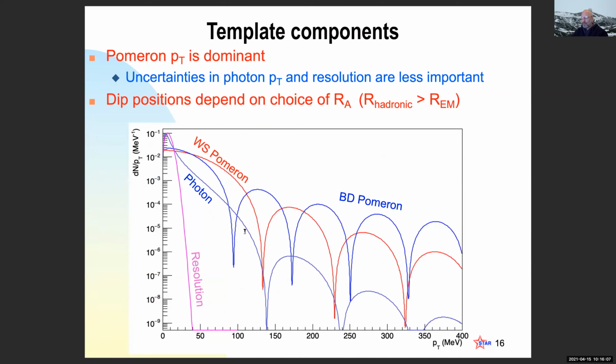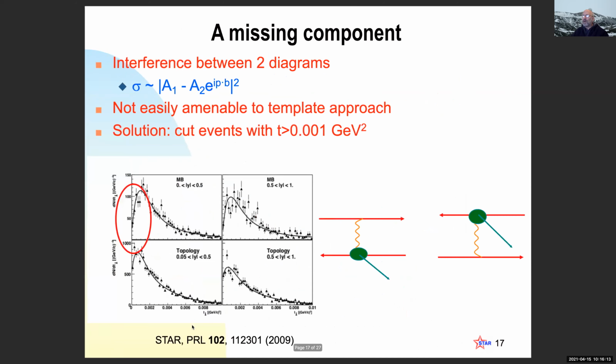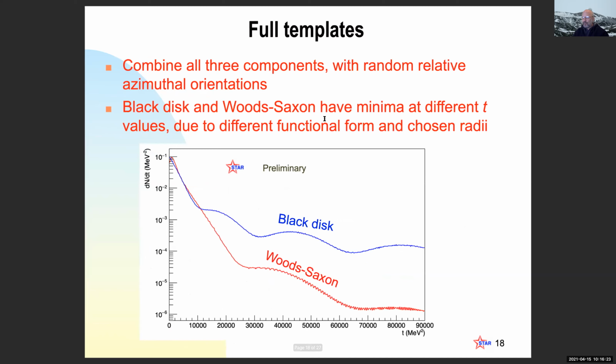This just shows the templates, the three components. Point out resolution is not particularly important here. We also do not consider in the templates interference between the two directions. So we cut out events with very small t to avoid that problem. This shows the templates.